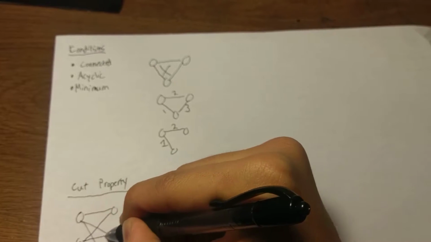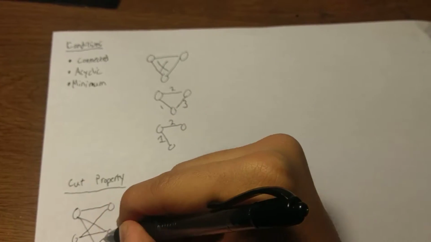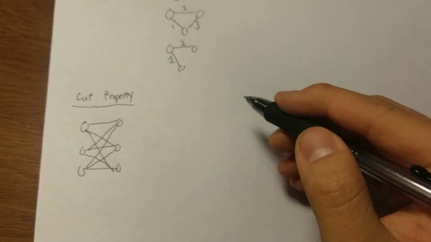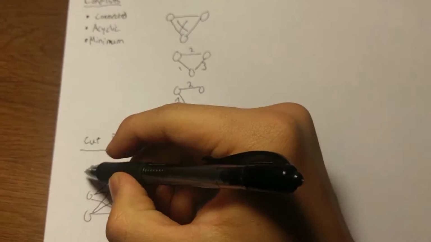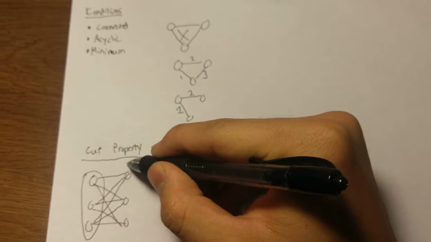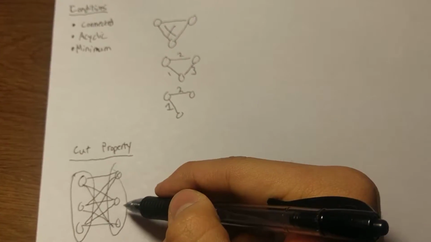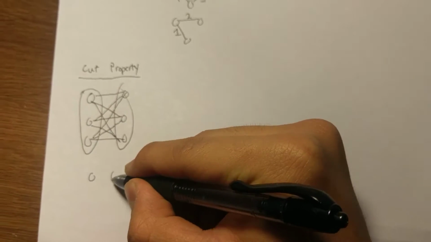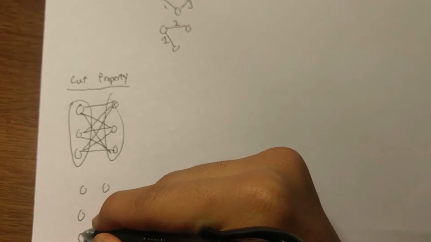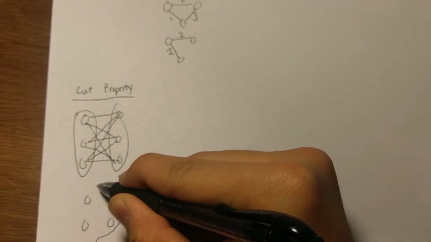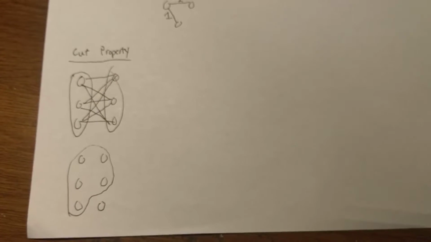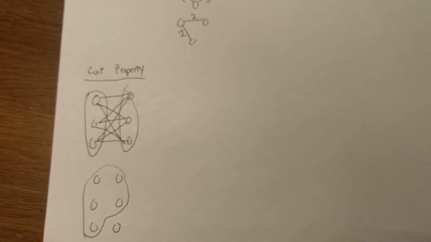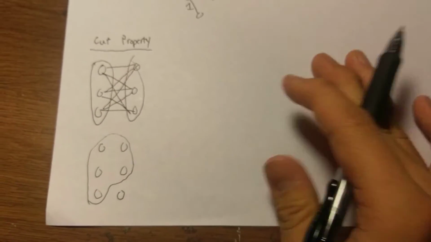and I'm just going to draw this graph real quick. So a cut would be any partition of the nodes into two non-empty sets. So if I just partition it this way, this is one possible cut. Another possible cut could be something like this, where I just split the nodes into one set and the last one into another. So the cut property says that the minimum edge across any cut is part of the minimum spanning tree.